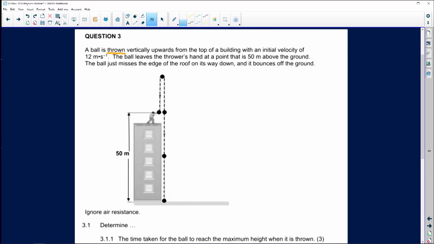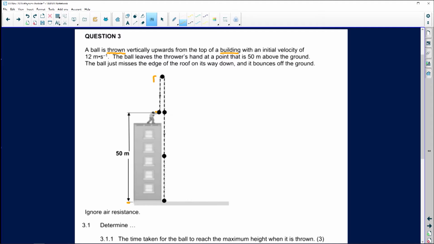Vertically up means going up from the top of a building. Now, there's another one, building. Remember, buildings do have heights, my darlings. With an initial velocity of 12, the ball leaves the thrower's hands at a point that is 50 meters above the ground. The ball just misses the edge of the roof on its way down and bounces off the ground. This is the image that we have. So now from the ground as 0 reference all the way here, this is 50 where this arrow is.